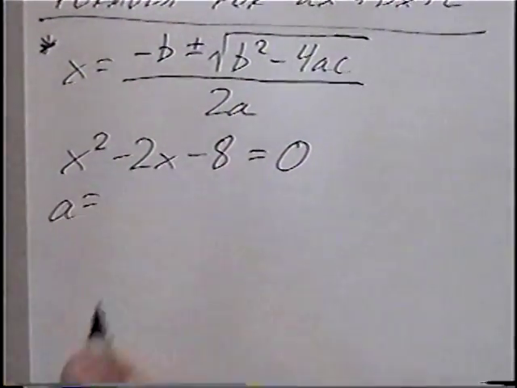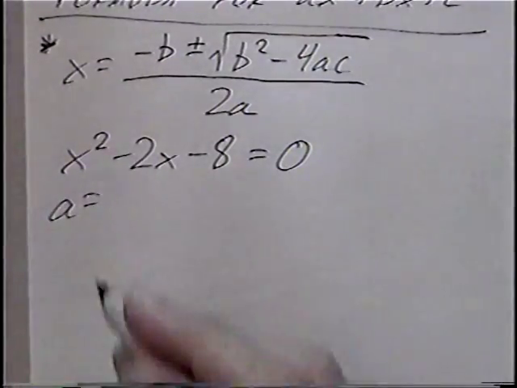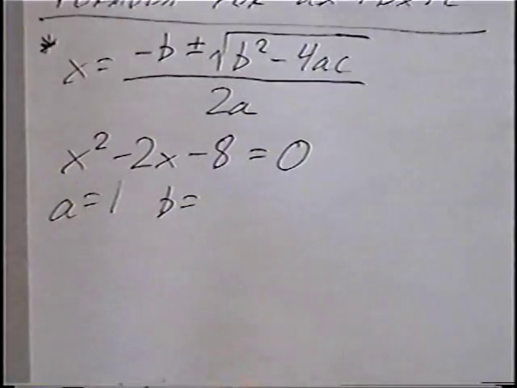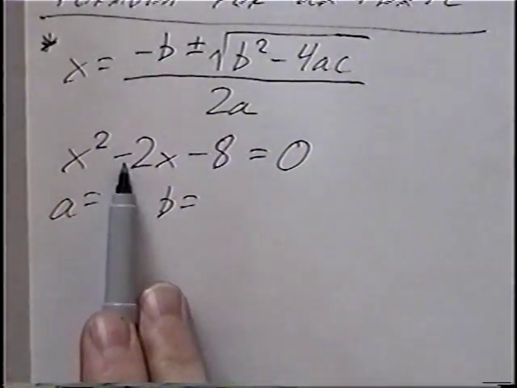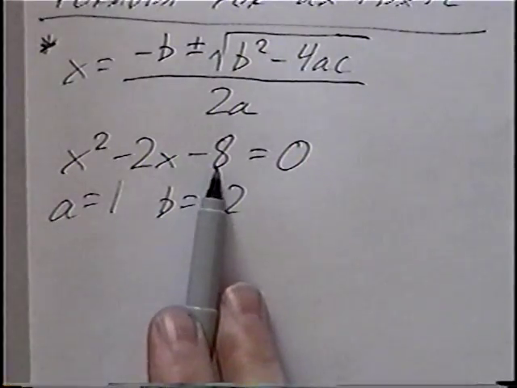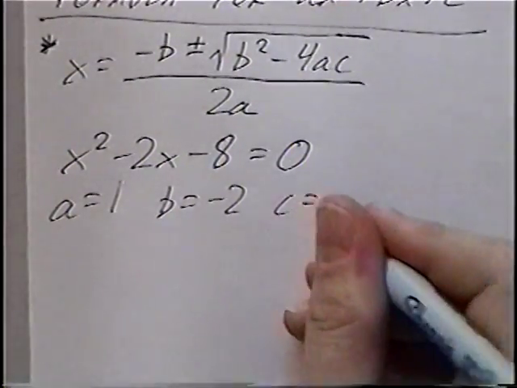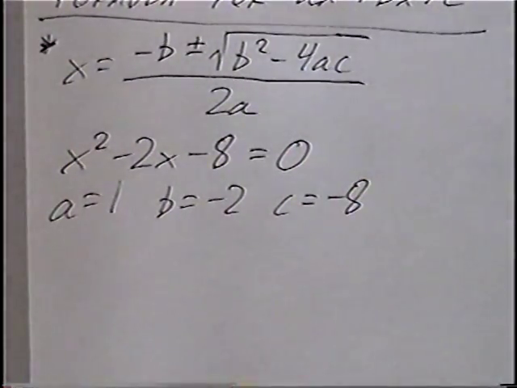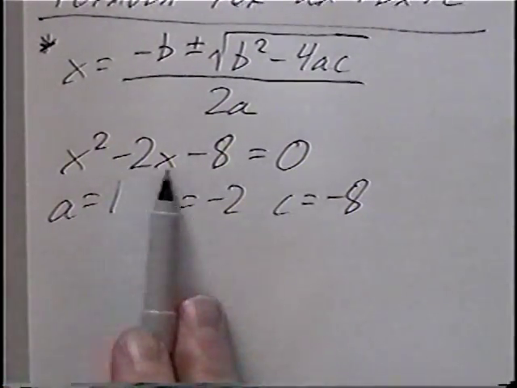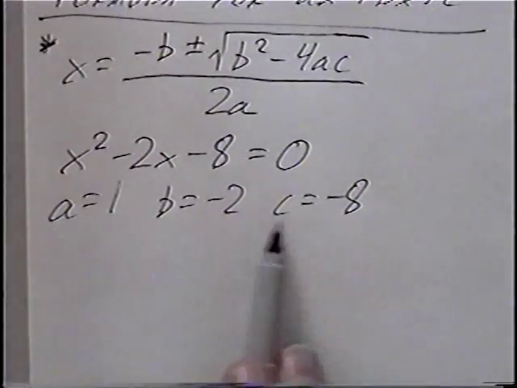Again, a is the first number, the number in front of x squared. If there's no number there, we can put a 1. B is the middle number, or the number in front of x. It does have a minus sign or negative sign, so it's a -2. And the last number C is -8. The equations always have to be equal to 0. If it's not equal to 0, you have to move all the other numbers over before you do A, B, and C.